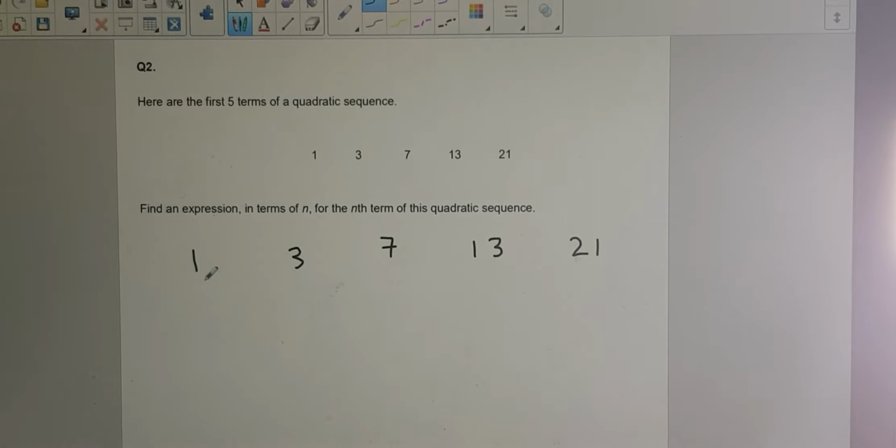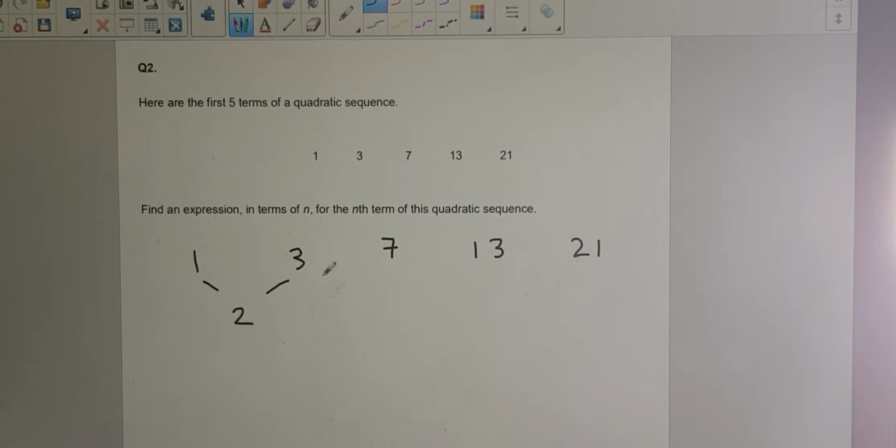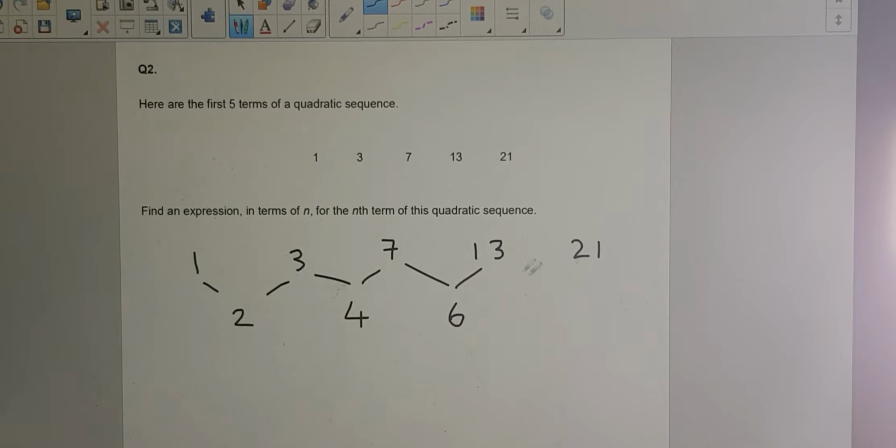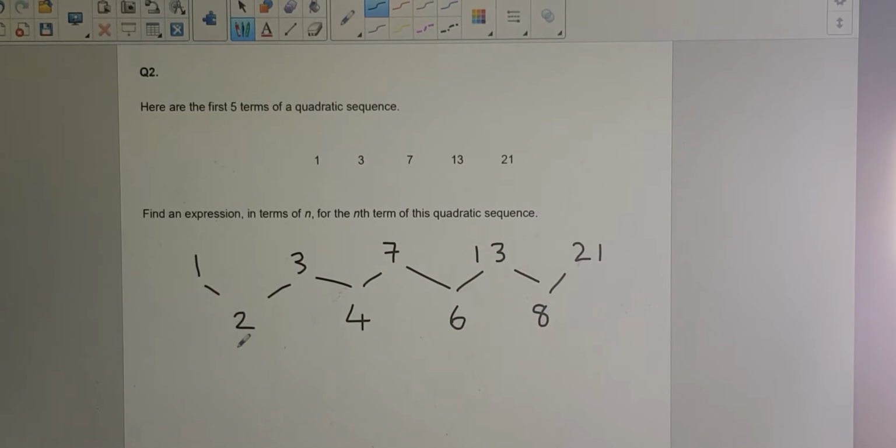First thing I'll always do is look at the first difference. What's the difference between 1 and 3? Well, that's 2. The difference between 3 and 7 is 4. Then 6 and 8. Hopefully we can see a pattern there. It's going up in 2 each time, and therefore that is what my second difference is. My second difference is 2.